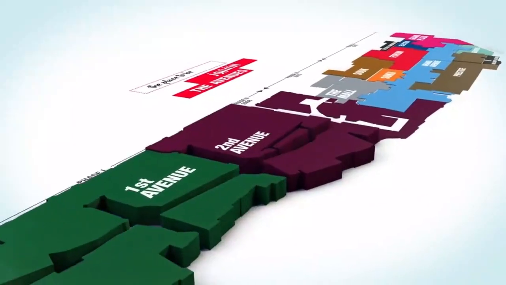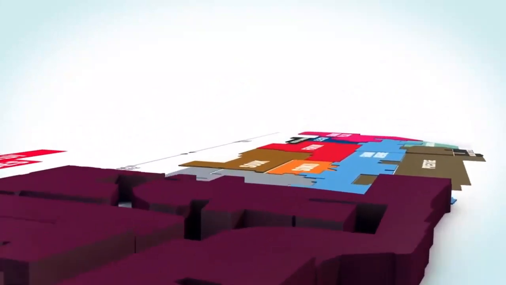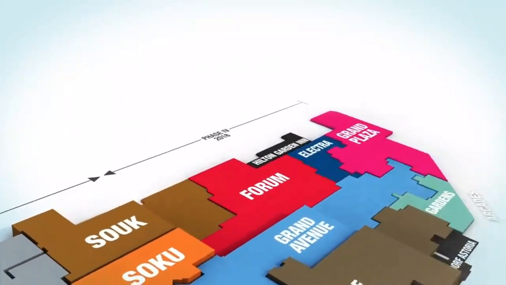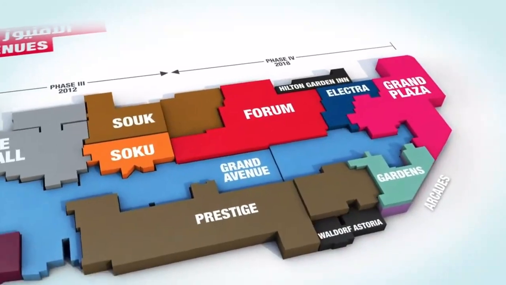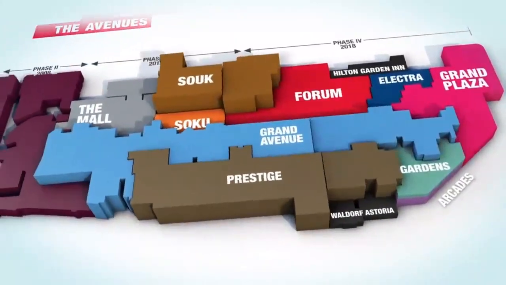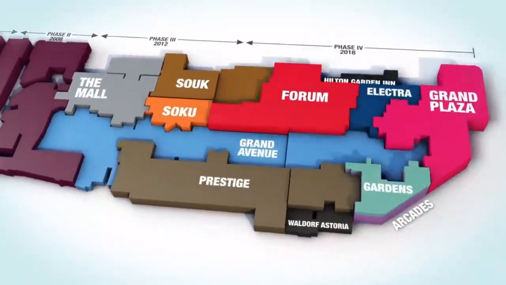They include the First Avenue, Second Avenue, Prestige, Grand Avenue, Souk, the Mall, Soku, the Arcades, Grand Plaza, Electra, the Forum, and the Garden, and parking spaces that fit more than 10,000 cars. You guys, I've been there. It's an amazing sight to see. Any store you could think of is pretty much in this shopping center, and restaurants as well.